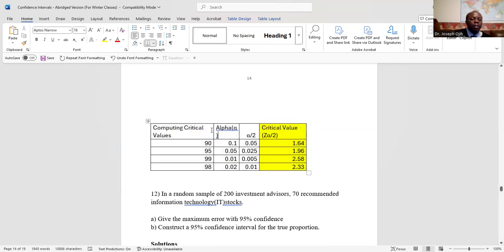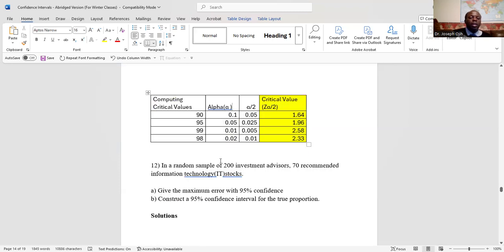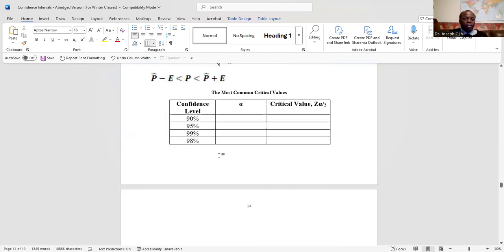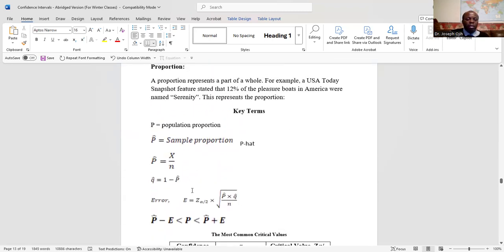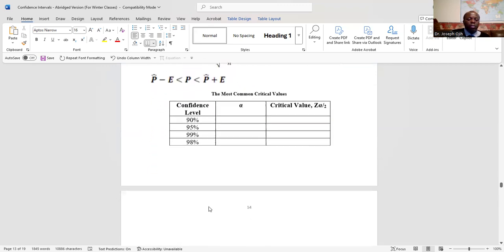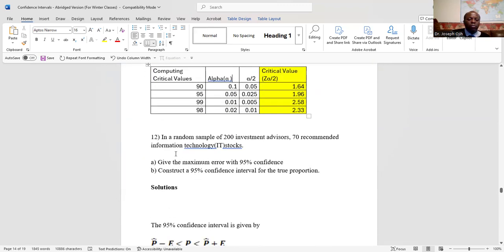Make alpha. Good. Now that's how you find it. Now let's answer the questions for proportion. I have given you the key points. Let us answer one question there or two.